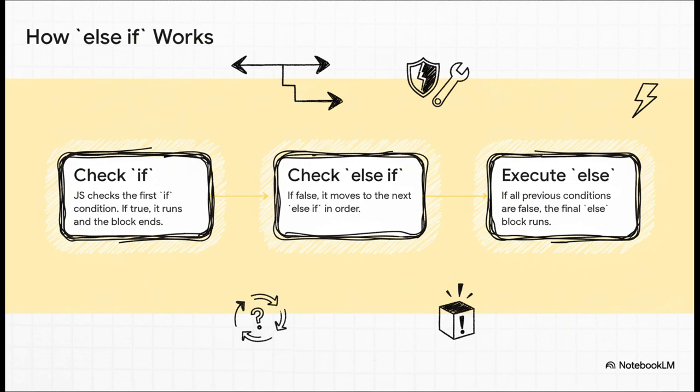Now, the crucial thing to get here is the order. JavaScript checks these conditions one by one, right from the top. The very first one that turns out to be true gets to run its code, and the entire rest of the chain is just skipped. Only one path can ever be taken.